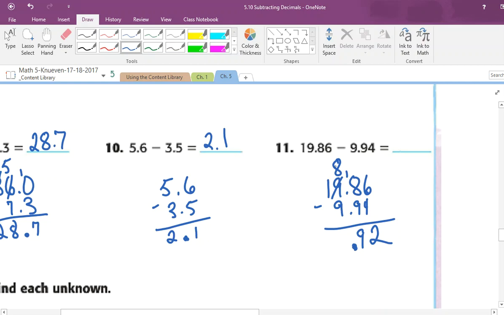Again, I can't take 9 from 8, so I borrow from the place value to the 8's left, which is a 1, it becomes a 0. Now I have 18. 18 minus 9, I get 9. So 9 and 92 hundredths.